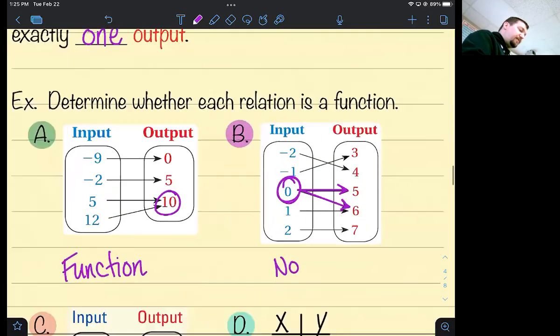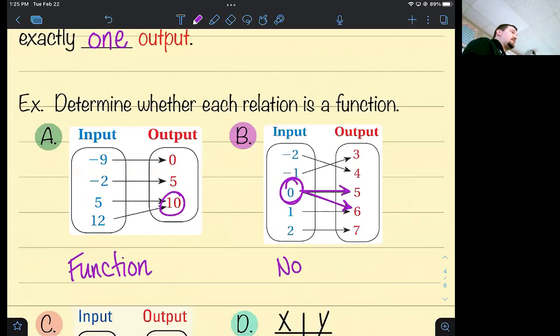So all you really have to do if you have a mapping diagram like this is check your arrows. Does every input have exactly 1 arrow coming out of it? And I don't care where the arrow points to. Yes, this one does. This one does not, it has 2 arrows coming out of the 0. Again, I don't care where the arrows point to, but if you see 2 arrows coming out of an input, then it's no longer a function.